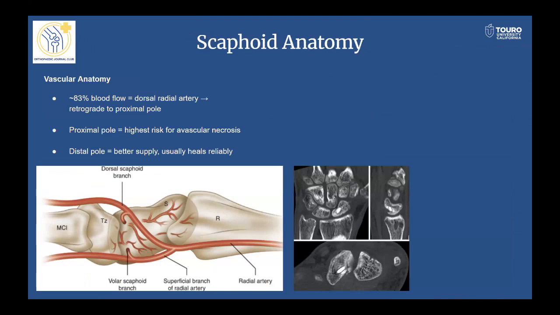Again, as we've talked about a little bit already, 83% of the blood flow to the scaphoid bone comes from the dorsal radial artery, enters distally, and travels proximally, which you can see in the bottom left diagram there. Basically it's flowing backwards towards the proximal pole, which will be something we talk about a lot. Because the blood has to flow retrograde, the proximal pole is the furthest sourced and is thus most at risk for avascular necrosis. The distal pole has a separate, more direct blood supply, so these fractures typically heal without major problems.